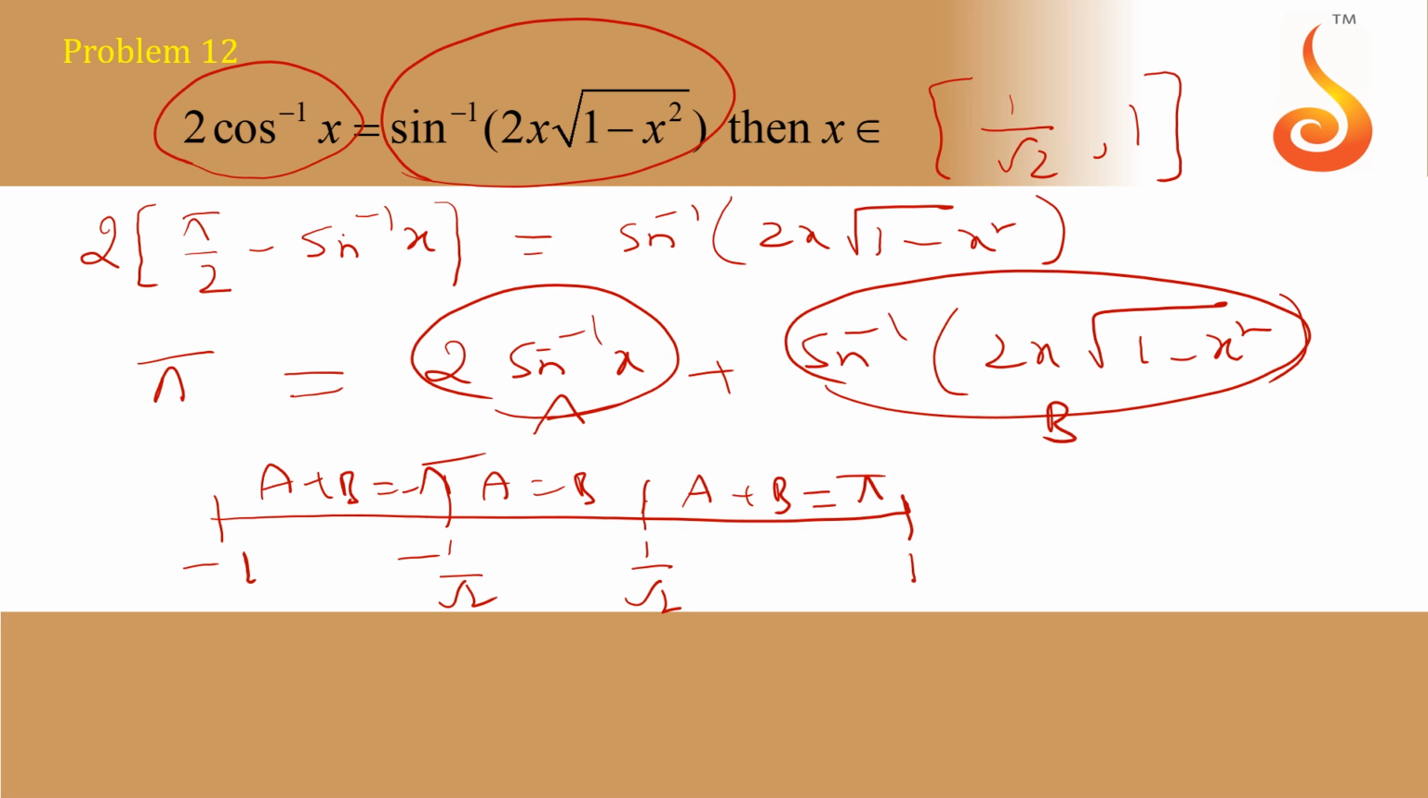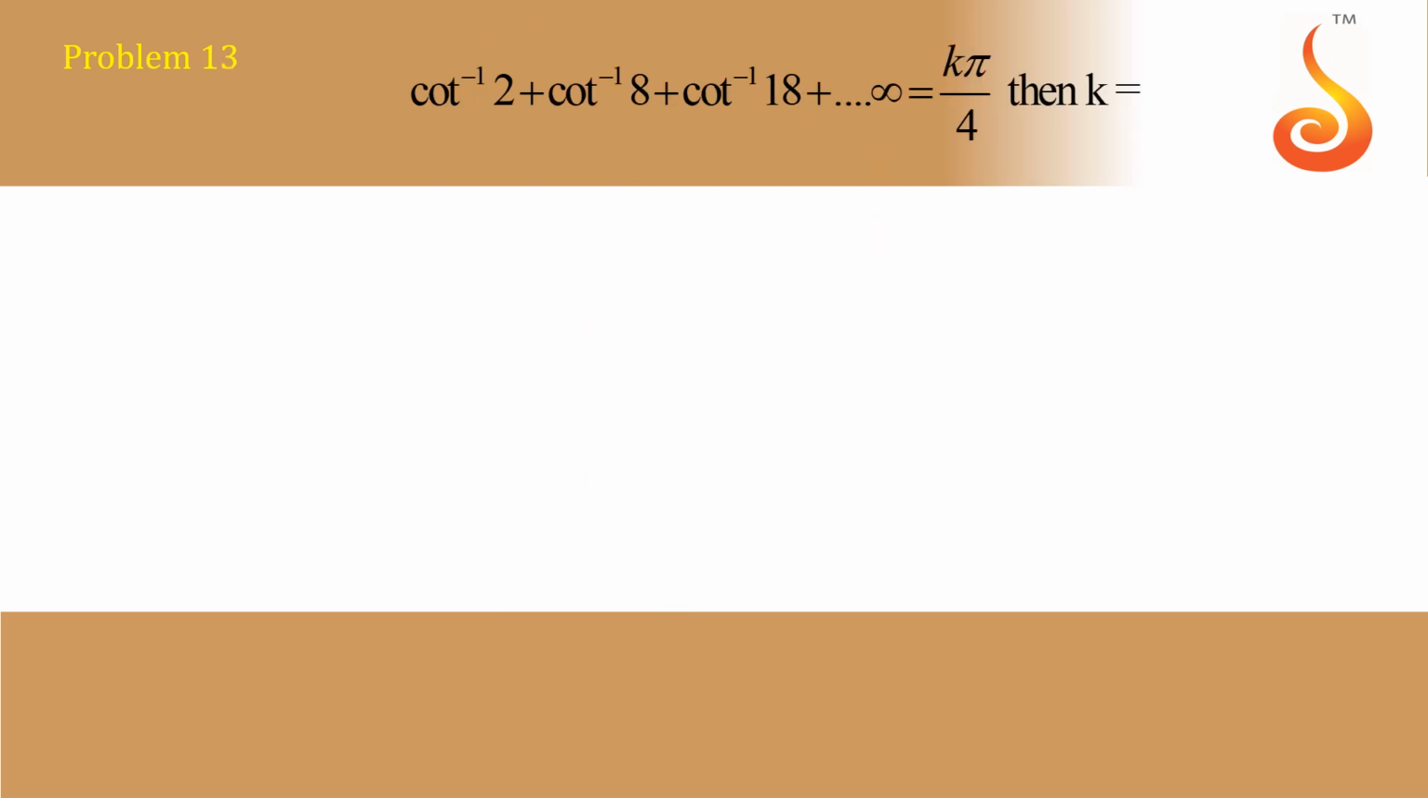Okay, let us go to the next problem. Problem number 13. Cot inverse 2 plus cot inverse 8 plus cot inverse 18 plus so on up to infinity is k pi by 4. Then what is the value of k? Let us observe.